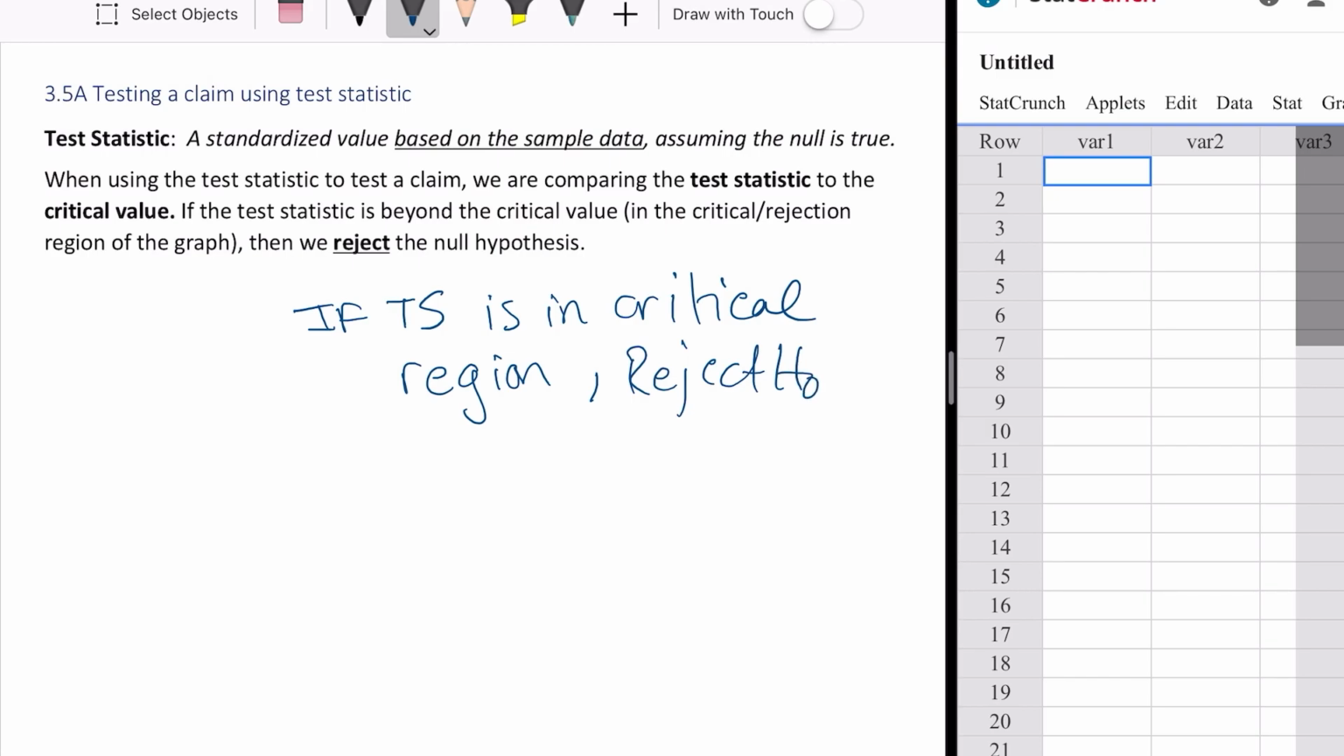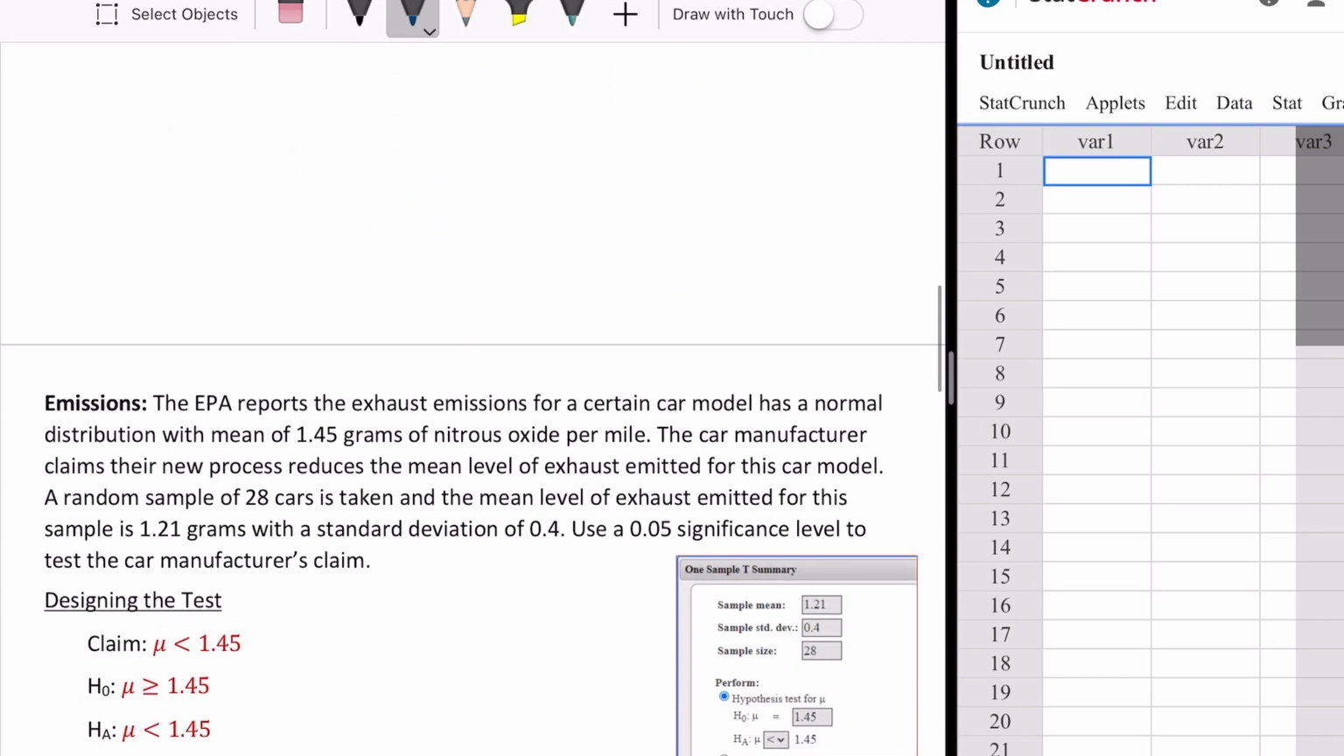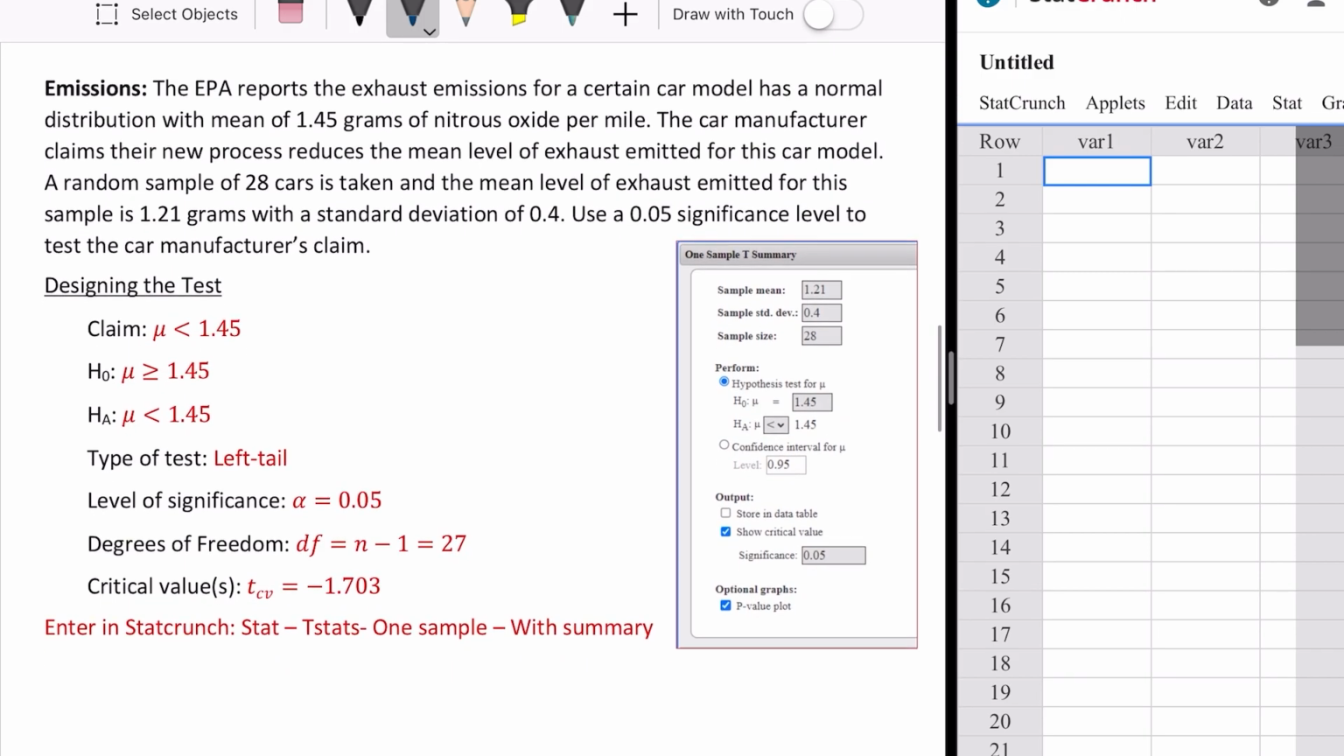So let's do an example. The EPA reports the exhaust emissions for a certain car model has a normal distribution with a mean of 1.45 grams of nitrous oxide per mile. The car manufacturer claims their new process reduces the mean level of exhaust emitted for this car model. A random sample of 28 cars is taken, and the mean level of exhaust emitted for this sample is 1.21 grams with a standard deviation of 0.4.